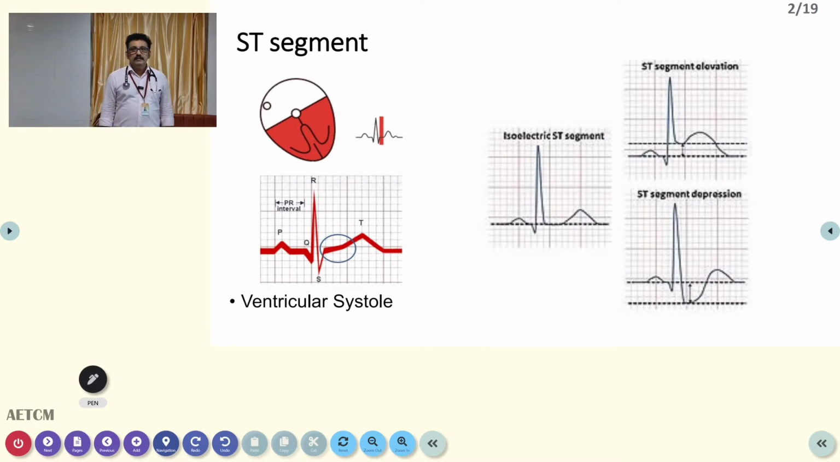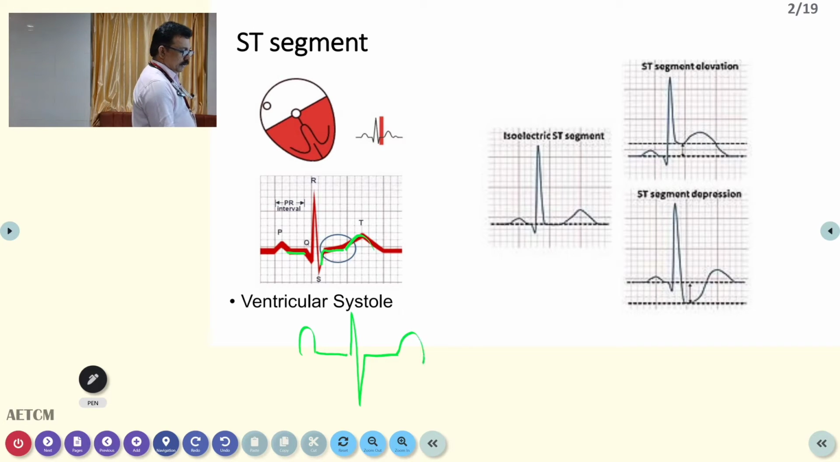ST segment is formed after the S wave. You can see here after the S wave, there is a flat line, then the T wave. This is the PR segment. Normally, P wave, PR segment, QRS complex, then ST segment, then T wave. S to T, that is the ST segment.